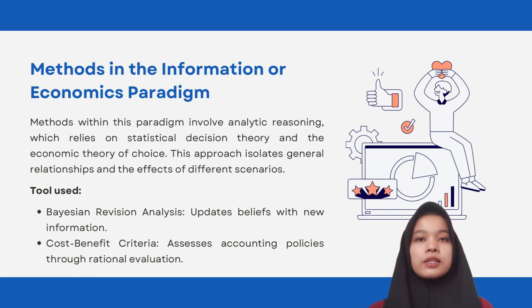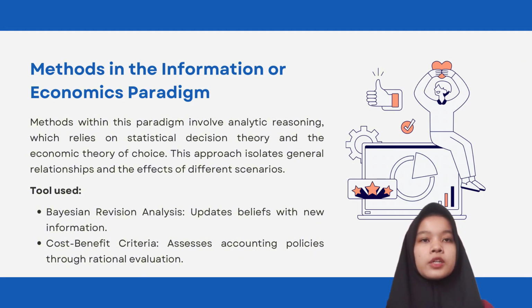The next slide is methods in the information economics paradigm. The paradigm combines analytic reasoning with statistical decision theory and economic theory of choice, focusing on isolating general relationships and evaluating scenarios. Some key methods include, the first, Bayesian revision analysis, a decision-making method that continuously updates beliefs or predictions by incorporating new information based on Bayesian probability theory.